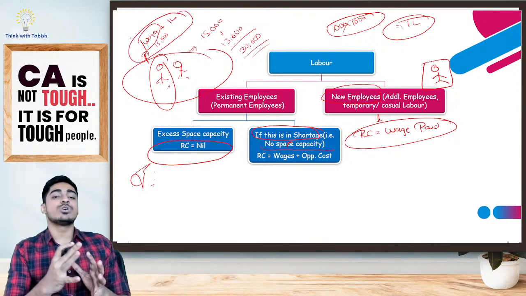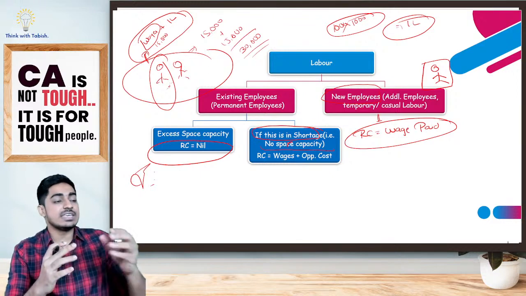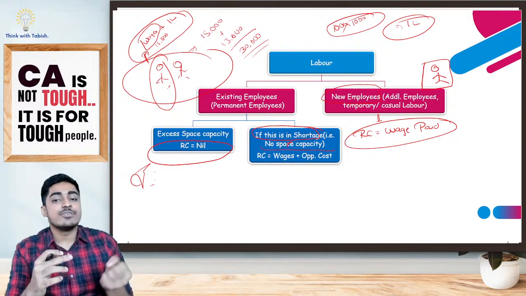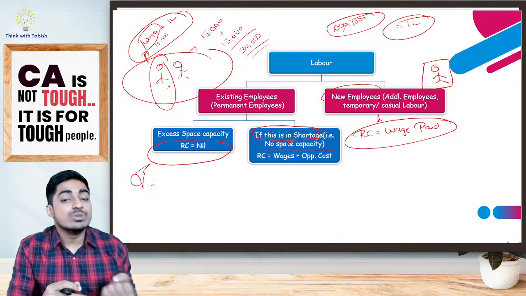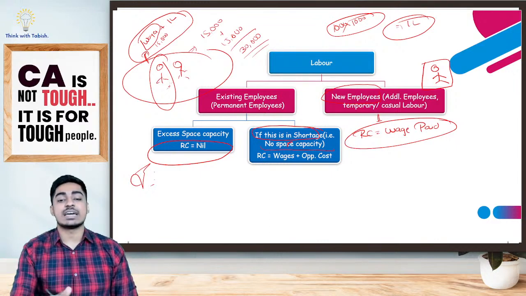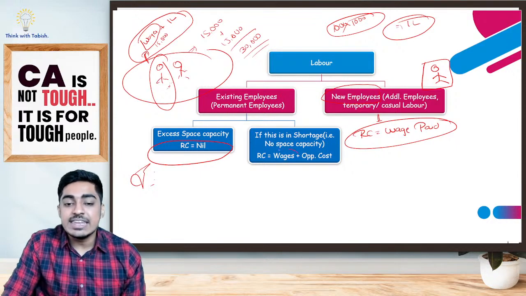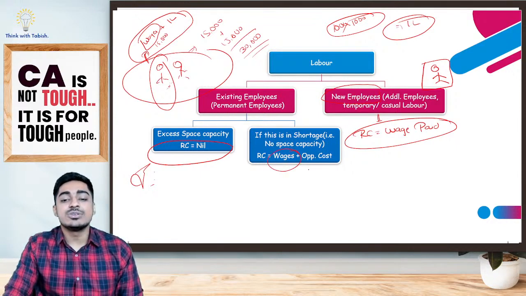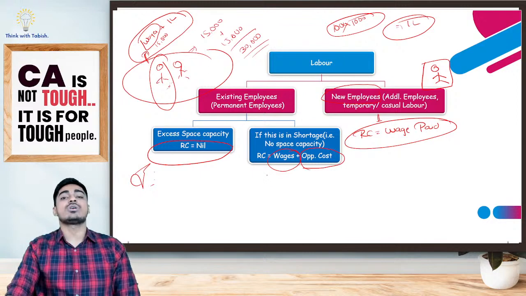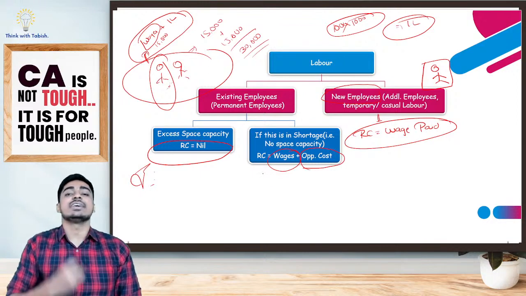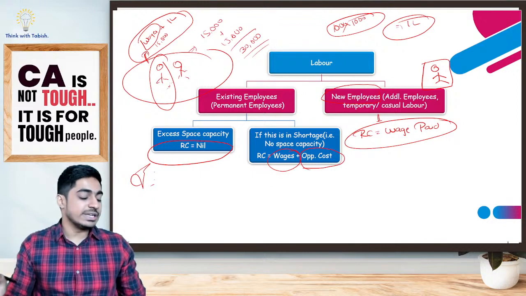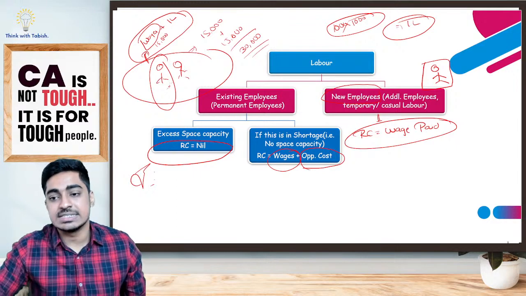Otherwise, previously he used to work for CA Inter, and I would get a contribution of 1 lakh. Now, this contribution of 1 lakh I'm sacrificing. So, what all is the relevant cost? Wages I'm paying is relevant. But in addition to that, whatever is the opportunity cost that I'm incurring is also relevant, because it is incurred specifically due to this decision.